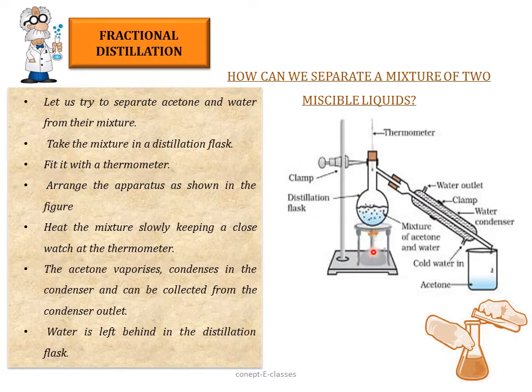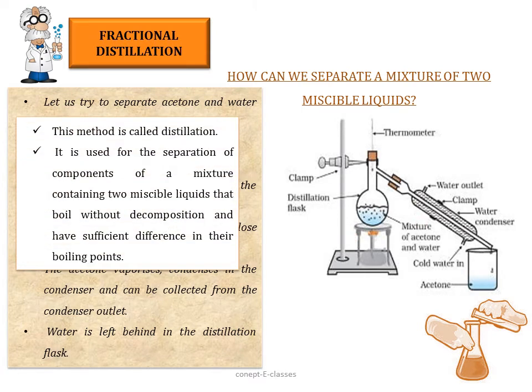Now we can see that when the acetone reaches its boiling point. So the boiling point of acetone is actually 56 degrees Celsius and the water has a boiling point of 100 degrees Celsius. So when acetone reaches its boiling point, it starts to vaporize. Okay, and all these vapors, they flow into this condenser where it gets cooled and it converts into liquid again. So here the liquid acetone is collected in one beaker and the water remains inside the flask itself. Hence we are able to separate this mixture. So this method is called distillation.